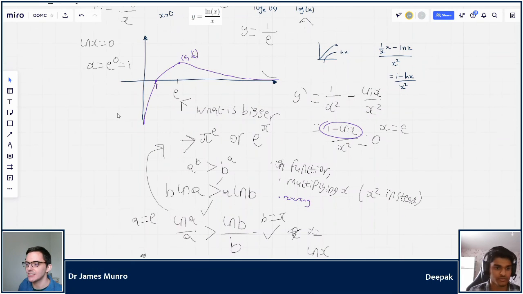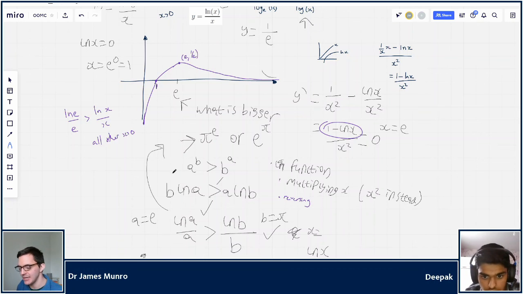So I guess starting from the fact that log e over e, which is 1 over e, is bigger than log x over x for all other positive x. So starting from there, you work back to the fact that e to the pi is bigger than pi to the e. And there's a homework problem as well, which is to think about positive integers. So what if I say that the numbers have to be whole numbers?